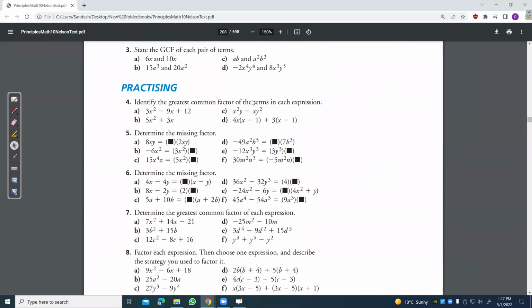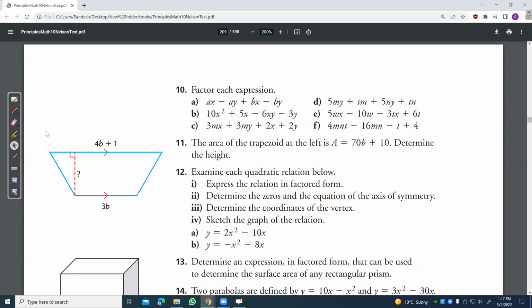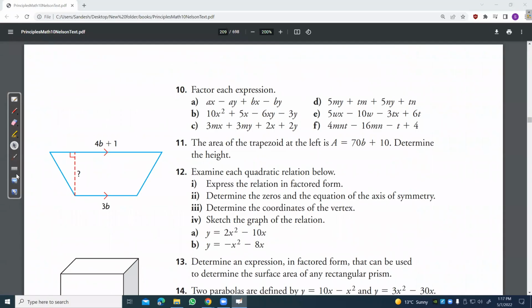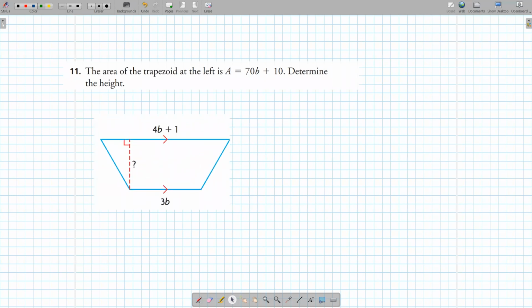So if you understand that, let's try doing some problems. So they've given us a trapezoid. All right. If you remember, what's the area of a trapezoid? Any ideas what the area of a trapezoid could be? The area of a trapezoid. What's the formula for the area of a trapezoid?